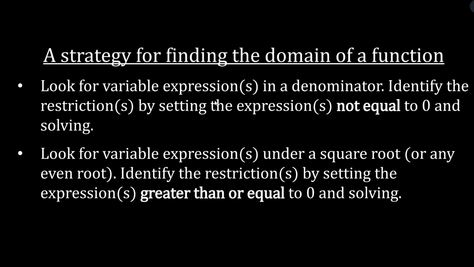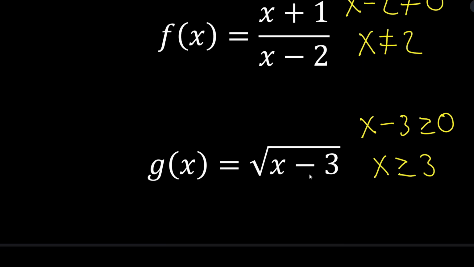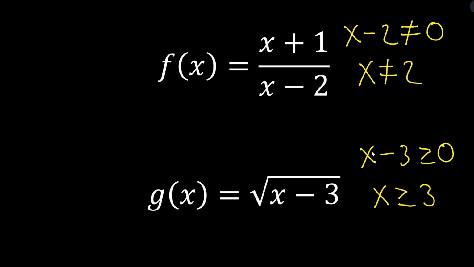So when we have variable expressions in a denominator, that gives us one type of restriction where we're excluding x values that make the denominator 0. And when we have variable expressions under a square root, that gives us another type of restriction, right? We need to restrict the x values so that we don't end up with a negative under a square root. So we do this by setting the entire expression under the square root greater than or equal to 0 and isolating x. And that's exactly what we did here.